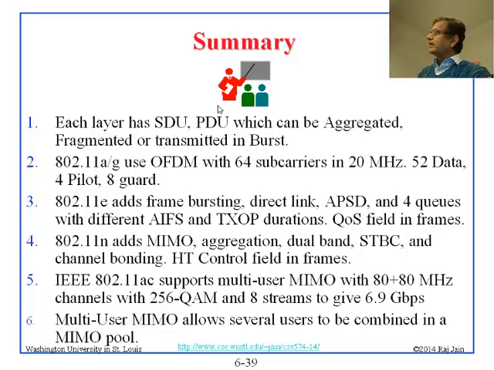11ac went a step further with multi-user MIMO and 160 megahertz by having 2 80 megahertz channels, and they don't have to be contiguous. Okay, and then 256 QAM, 8 streams to give you 6.9 gigabits, and the multi-user MIMO allows several users to be combined in a MIMO pool. Any question about anything?